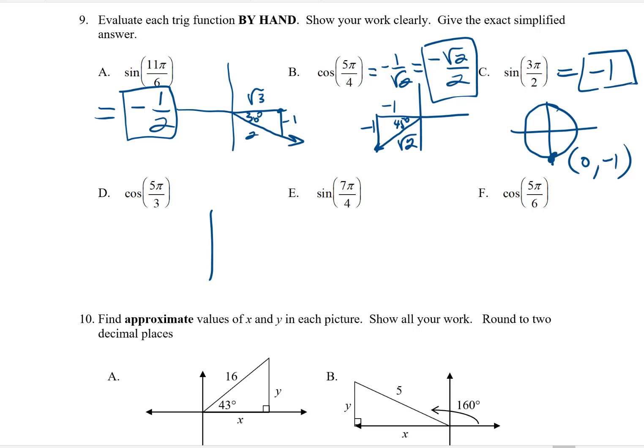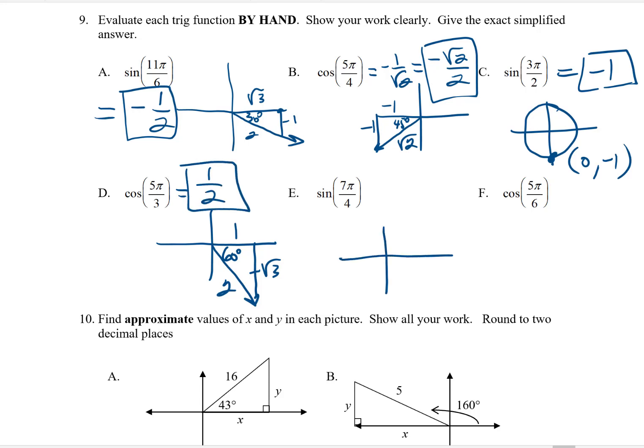Cosine of 5 pi over 3. Let's see, 5 pi over 3 is 300 degrees. So that's around here somewhere. The reference angle would be 60 degrees, meaning once again I can form my 30, 60, 90 triangle. It would be the root 3 that's negative here. Cosine is adjacent over hypotenuse. Looks like 1/2.